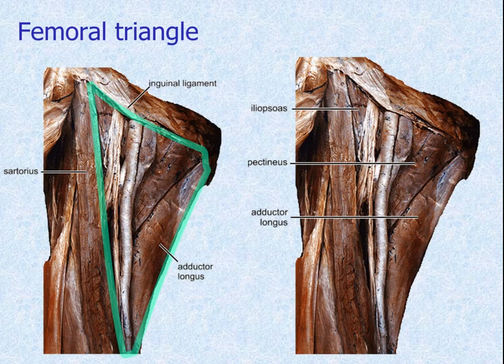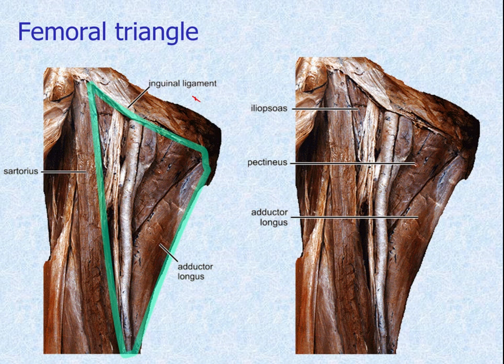If we briefly go through important regions of the lower limb, one important region is the femoral triangle. Now this is the upper part of the thigh here. You can see now this is the area of the abdomen, and this is the area of the upper part of the thigh.